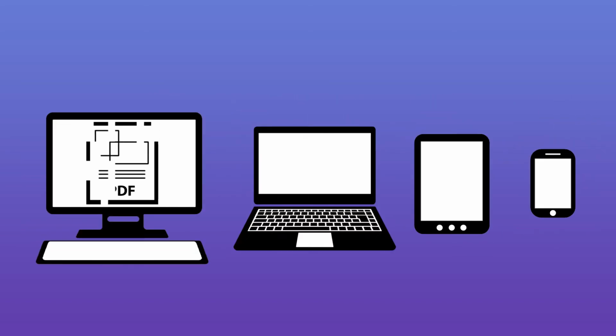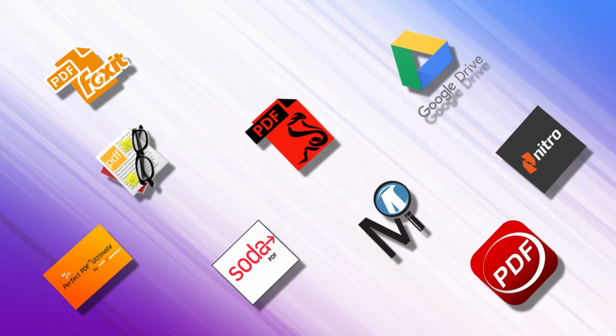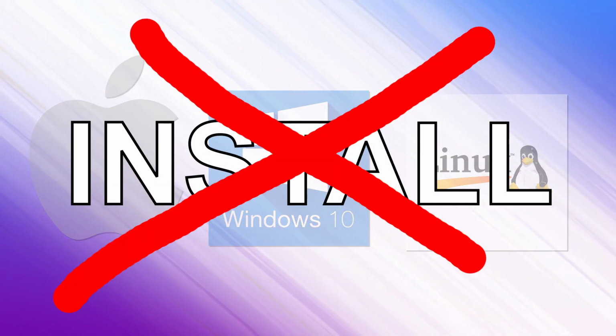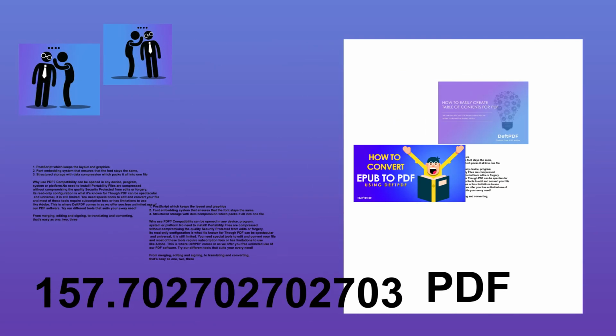Why use PDF? Compatibility. It can be opened in any device, program, system, or platform. No need to install. Portability. Files are compressed without compromising the quality. Security. Its read-only configuration is what it's known for, protecting it from edits and forgery.